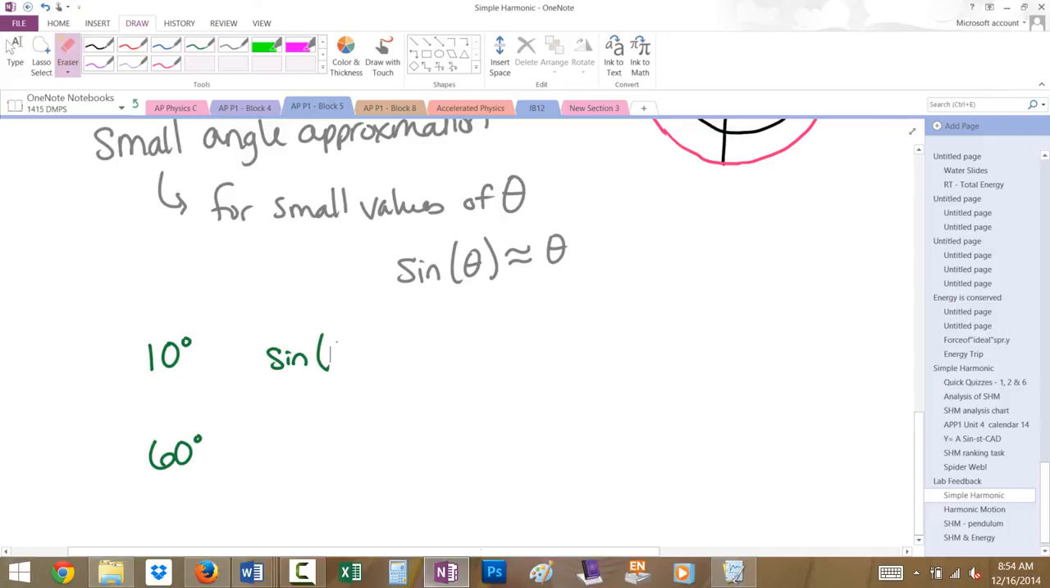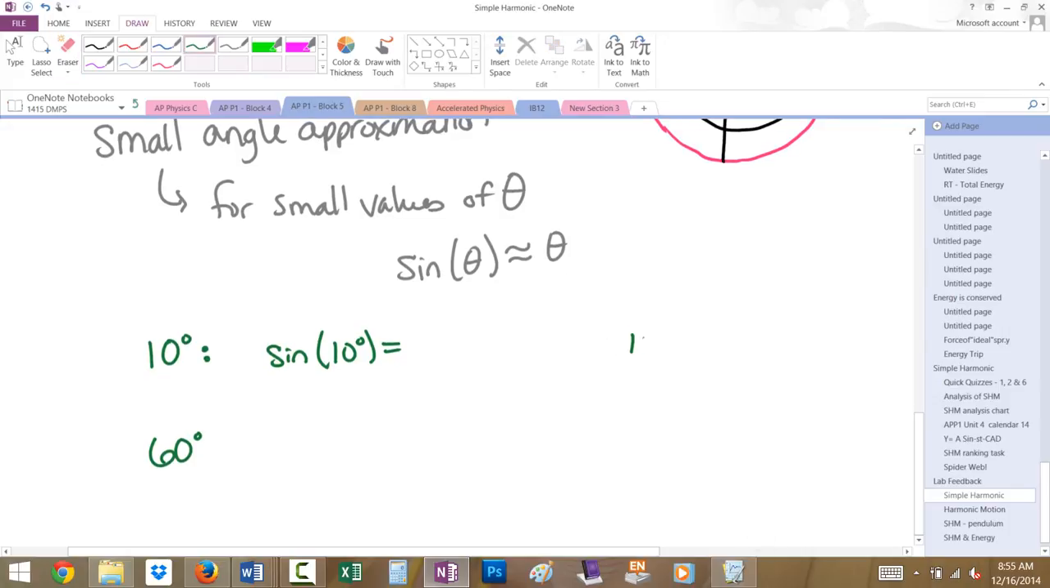Should we be in radian mode or degree mode? When you do the sine, I want you to be in degree mode, because you're talking about 10 degrees. I want you to find the sine of 10 degrees, and then I want you to find 10 degrees converted to radians. And then I want you to do the same thing for 60.